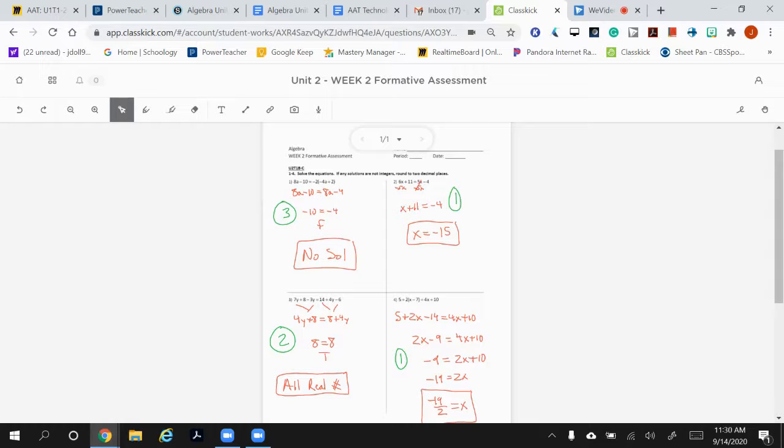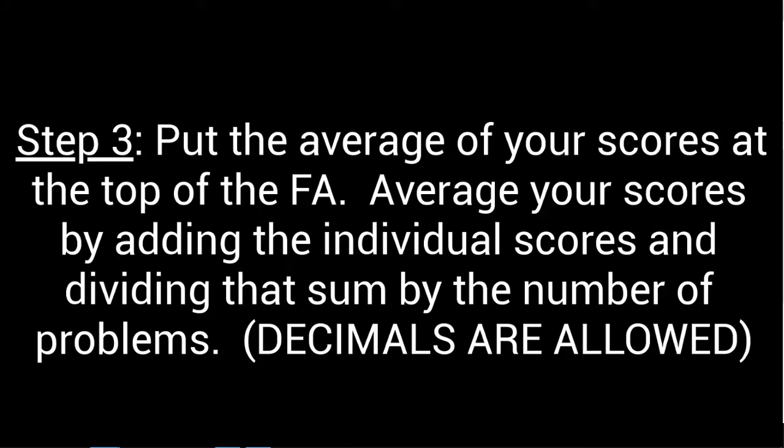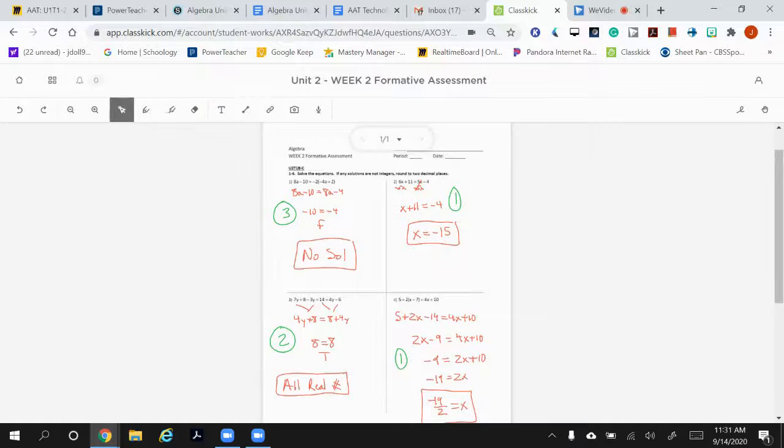So now on to the third part of this process. To finish it off and get full credit, you need to average the scores you got and put that average, which can be a decimal, in this case it will be a decimal, at the top. So I have a 3, a 1, a 2, and a 1. If I add that up, I get a total of 7.